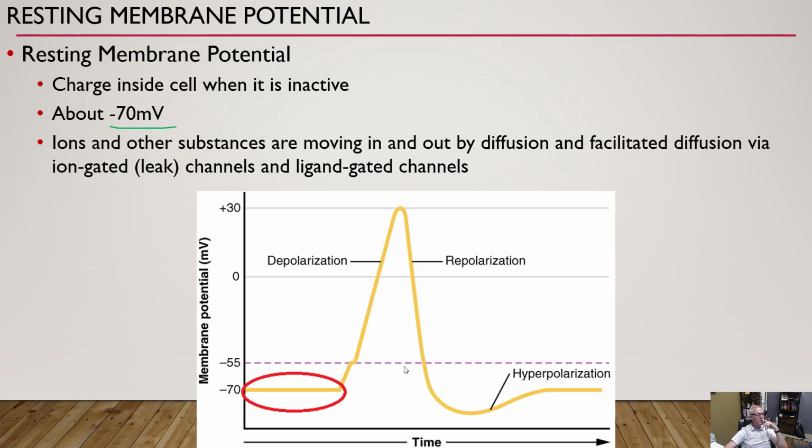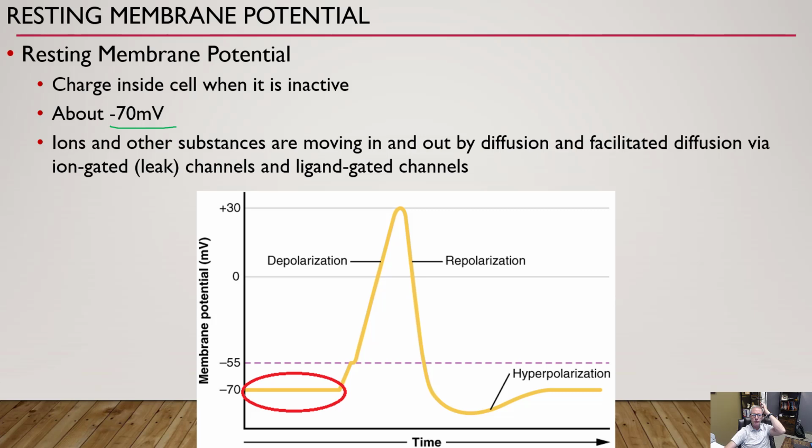So what we'll see is that this cell hovers around negative 70 millivolts. We might go to negative 69, negative 68, negative 71, negative 72. But essentially, on average, we're going to stay around negative 70. Resting membrane potential is negative 70.